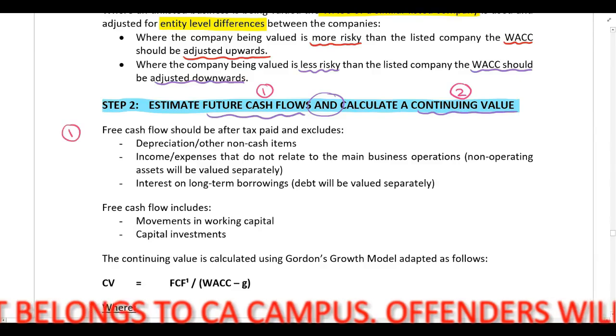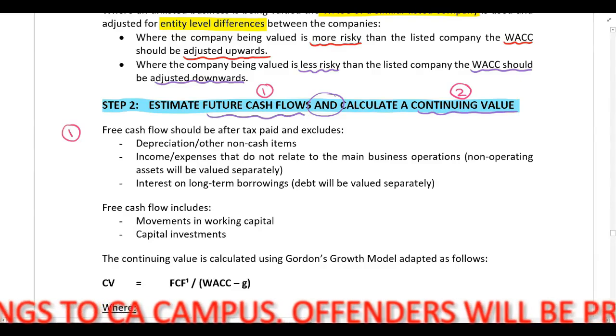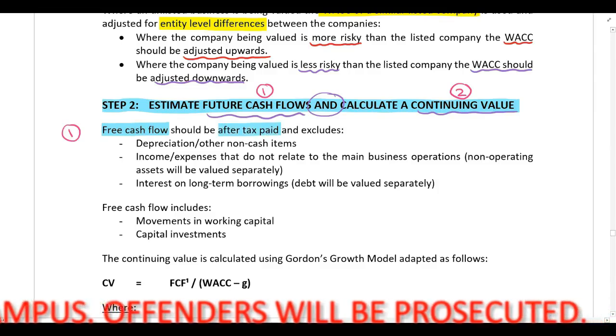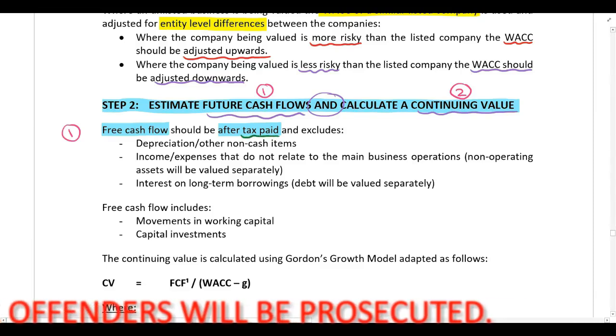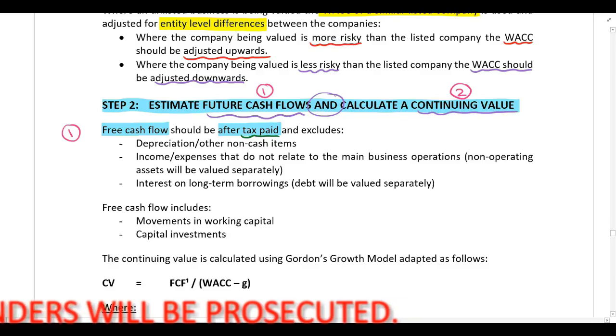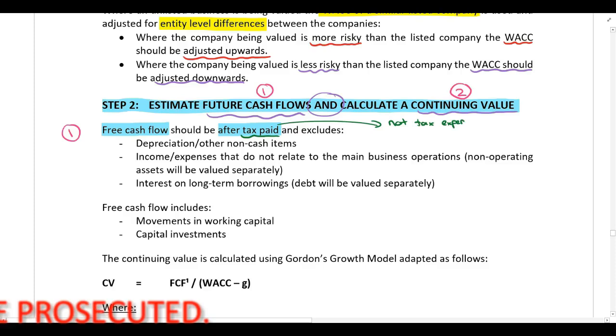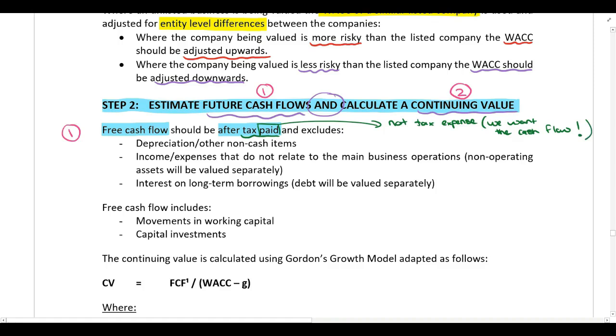So first, when it comes to estimating your future cash flows, please note that our free cash flow is after tax paid. So please, this is not your tax expense as per your statement of profit and loss and other comprehensive income. It's not the tax expense. It's the tax that is actually paid. We want the cash flow. So it's after tax paid and it excludes depreciation and any other non-cash items.